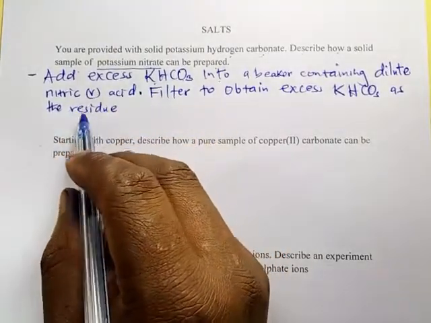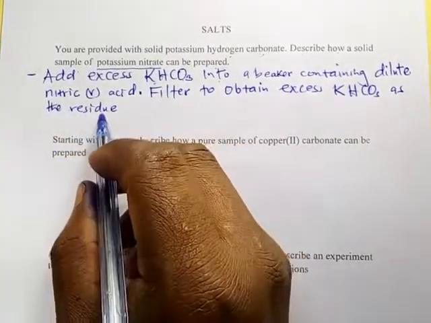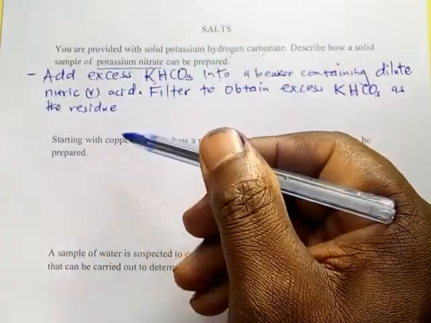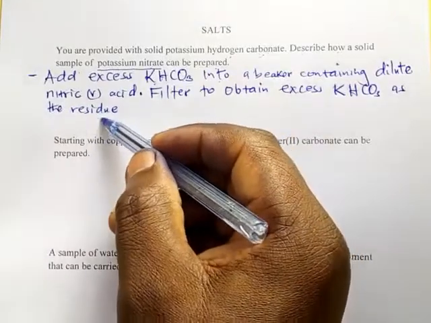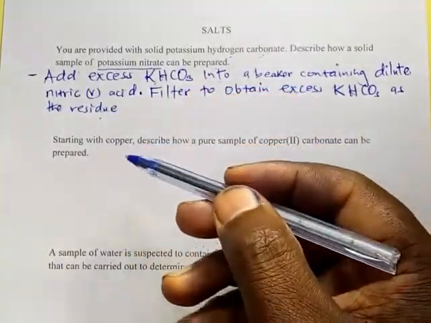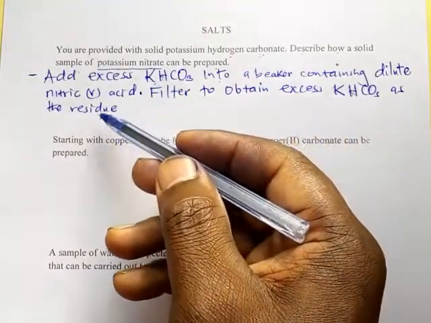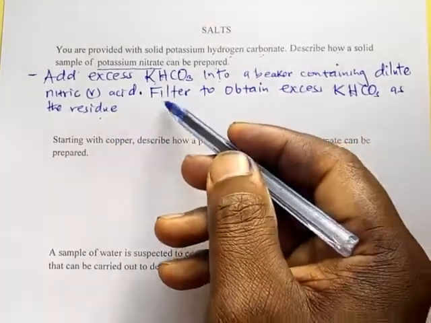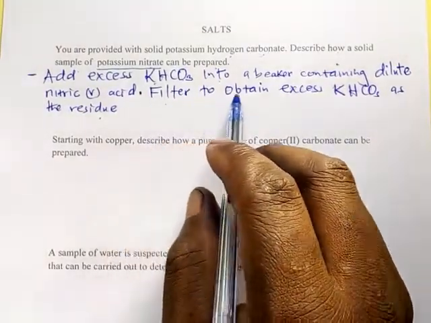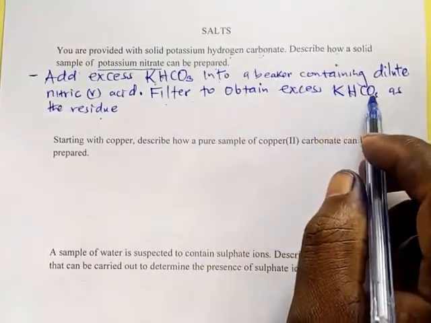Another term here we need to understand is the filtrate and the residue. When you are doing filtration, whatever is remaining in the filter paper is called the residue. The solution that goes through the filter paper is what we call the filtrate. So it is important to understand these terms when you are preparing salts. So filter to obtain excess potassium hydrogen carbonate as the residue.